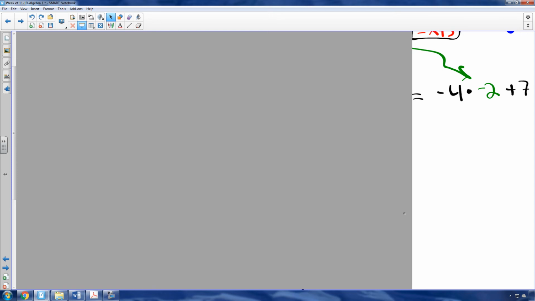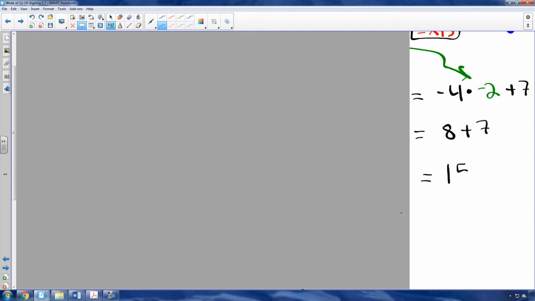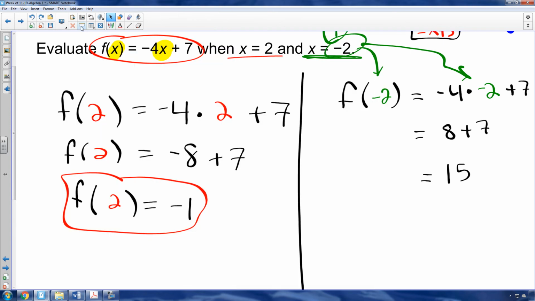So I'm going to focus on this right side, and I'm going to ask you what math is happening over here. -2 times -4 is +8 plus 7. Well, +8 plus 7 is 15. So we're done. We know the function when we plug in -2 comes out as 15. So all we do is we carry down that notation, f of -2 equals 15.